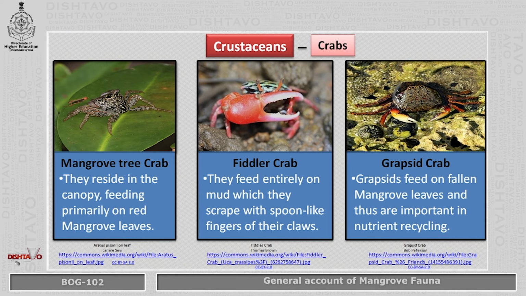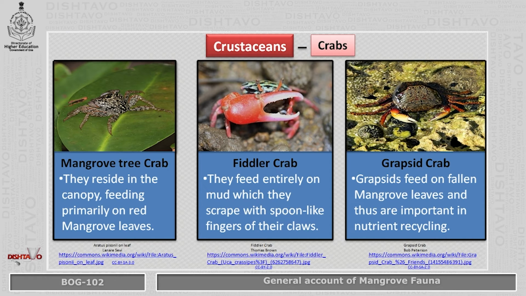Now first let us learn about the crabs found in the mangrove forest. Three different types of crabs are commonly found in the mangrove forest. They are mangrove tree crab, fiddler crab and grapsid crab. The first one is the mangrove tree crab.